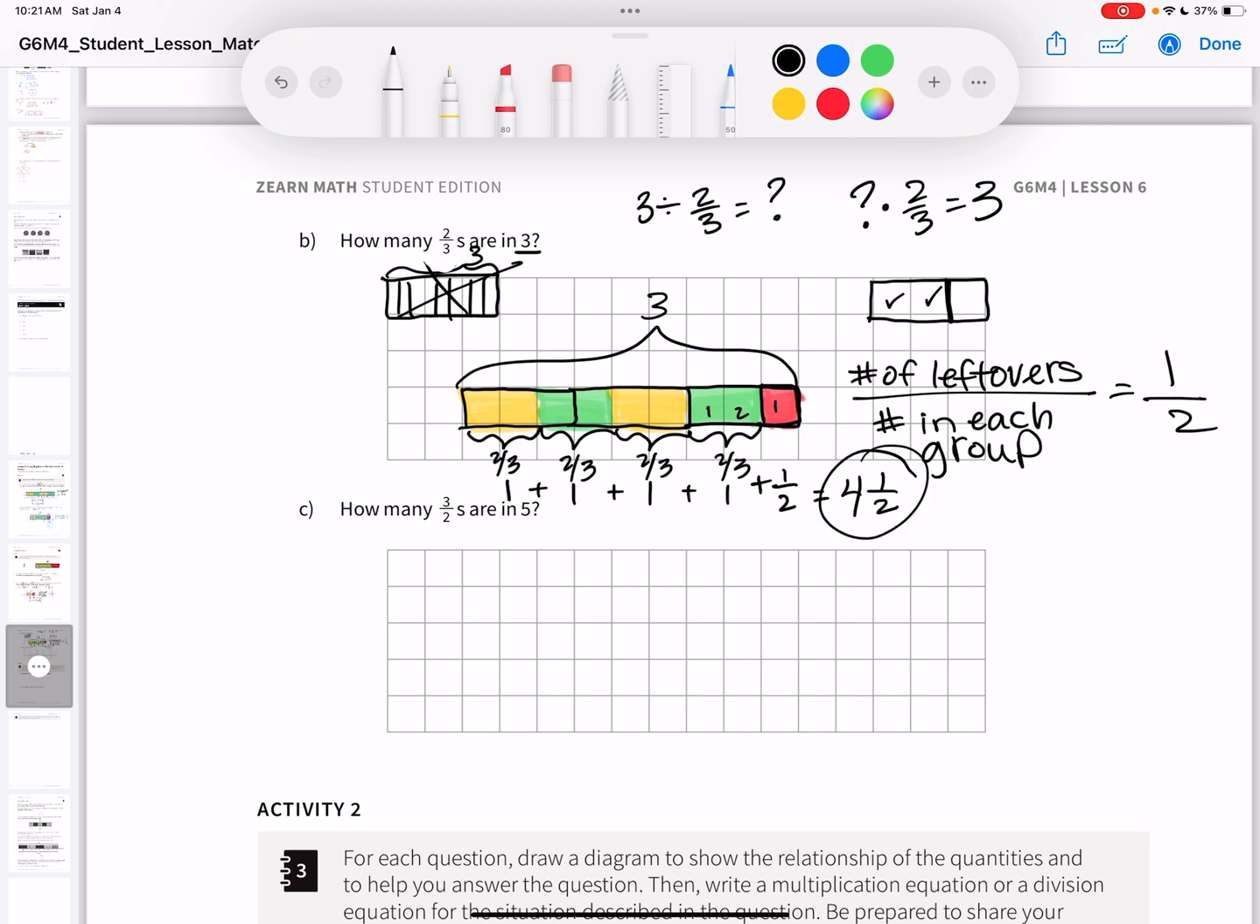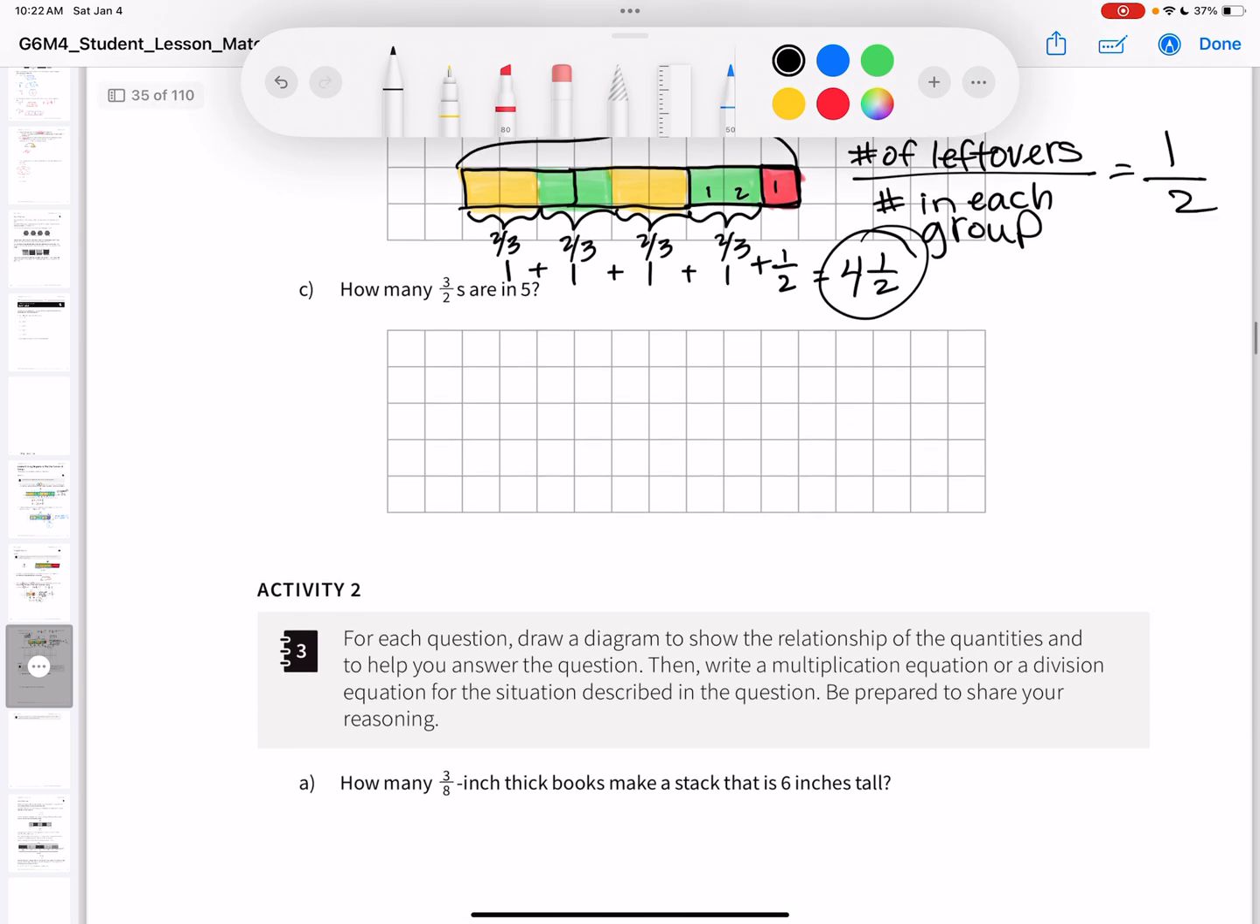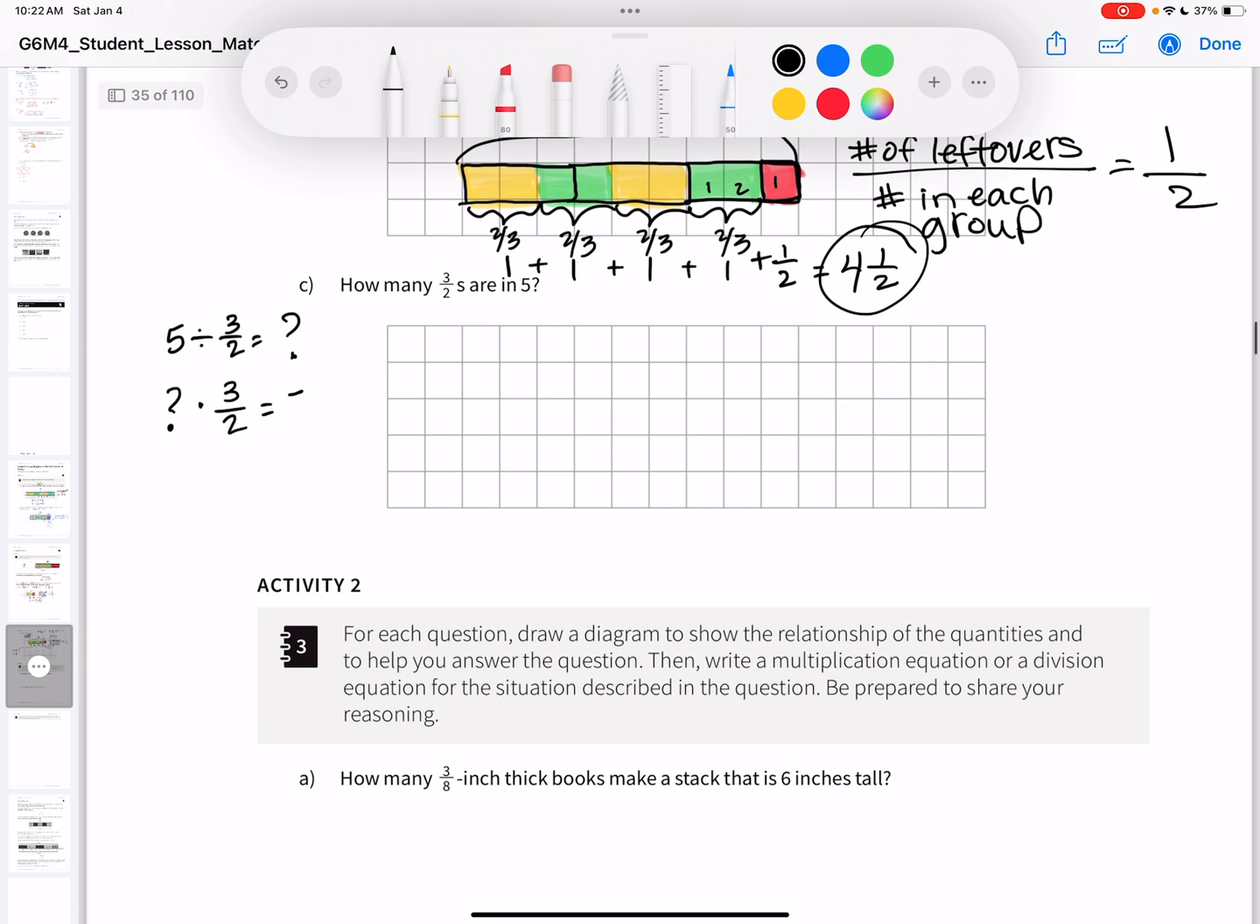All right, how many 3 halves are in 5? Ooh, now we're working with an improper fraction. Still the same thing though, still the same process. So let's write our multiplication and division equation. We have 5 divided by 3 halves equals something, and something times 3 halves equals 5.